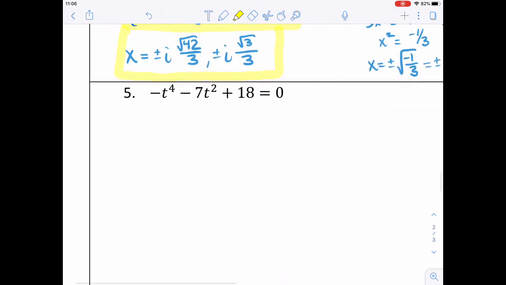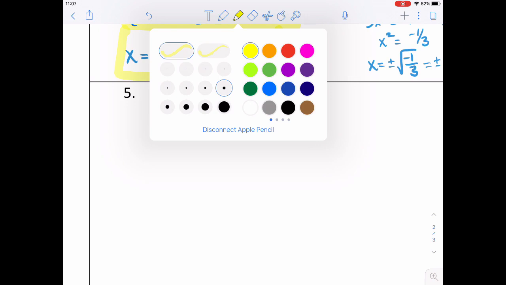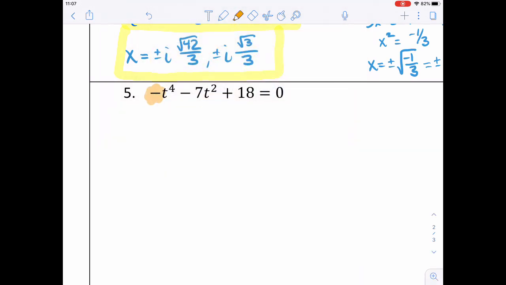Hopefully you've tried number 5 on your own. We're going to go through this one pretty quickly to show how fast we can actually make these problems as we really get used to this process. First thing to note, we have a negative leading coefficient. I'm going to factor it out.